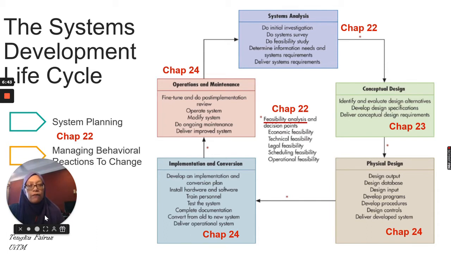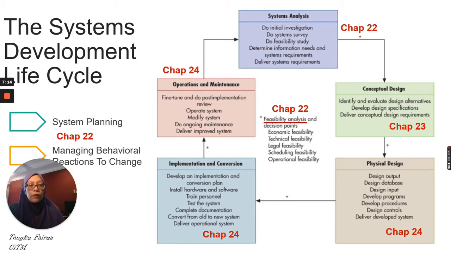And then the last phase is operations and maintenance. It's also covered in chapter 24. In this phase, they will fine-tune and do a post-implementation review, and then they will operate the system. If after the operation of the system they still have bugs or errors, they will modify the system, and they also do ongoing maintenance on the system. Then they will deliver the improved system.